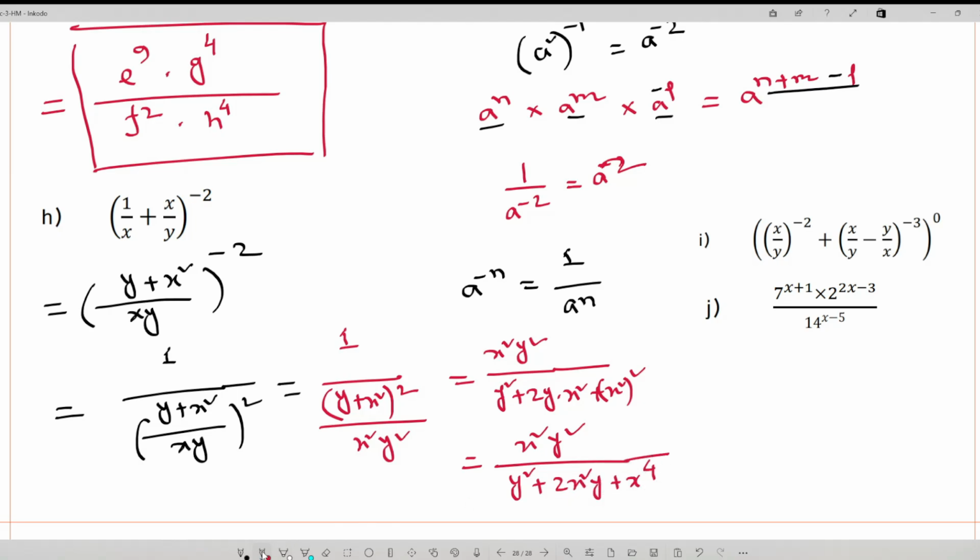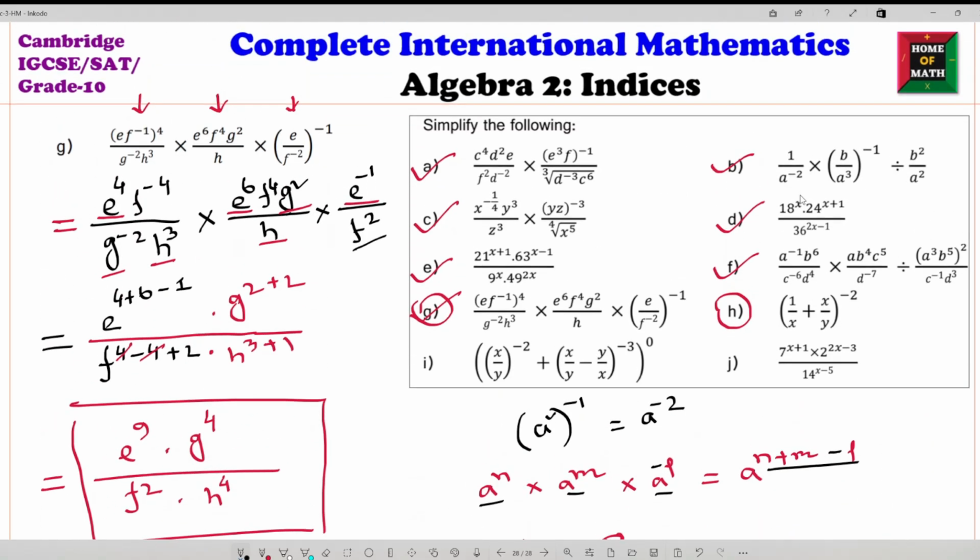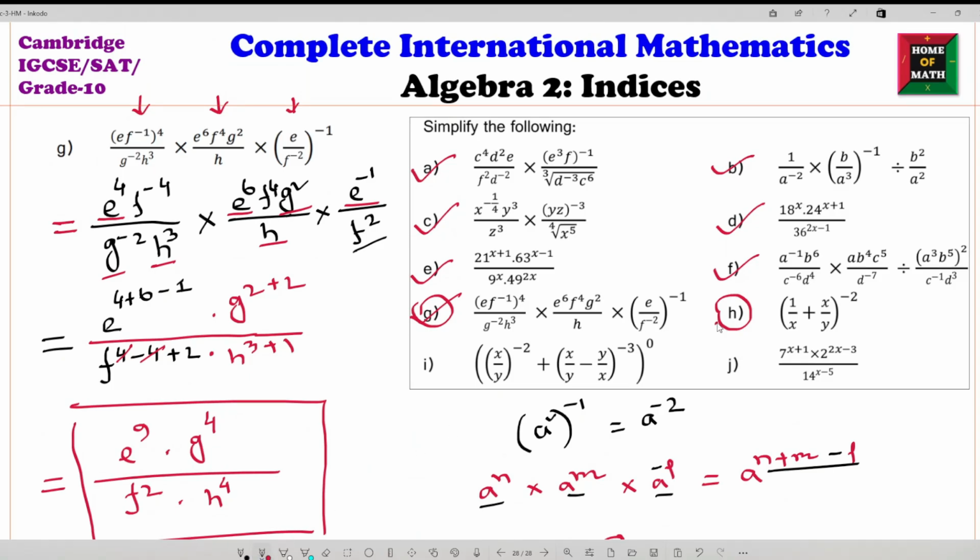So our answer is x square y square divided by y square plus 2x square y plus x to the power 4. Okay, very easy but very important, and we have to remember that if you make a silly mistake, like here is a negative exponent, if you miss this one, your answer will be wrong. So that one is done. So still we have to do I and J.